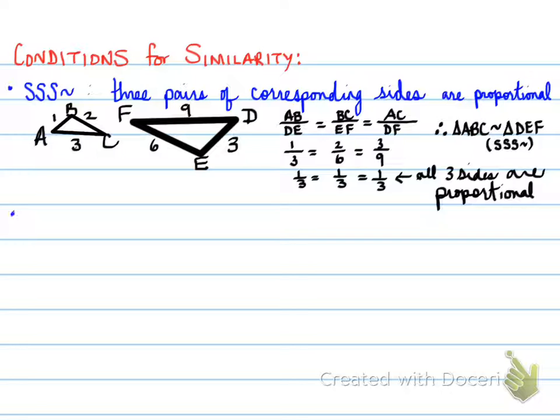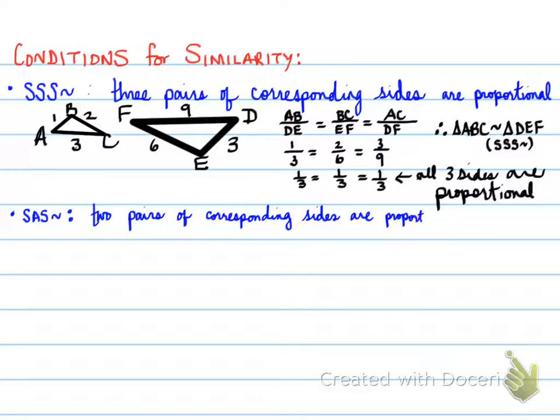All right, another condition for similarity is side-angle-side similarity, where two pairs of corresponding sides are proportional, and there is one angle, the contained angle, that is equal to each other. Now I'm going to show you what I mean here.